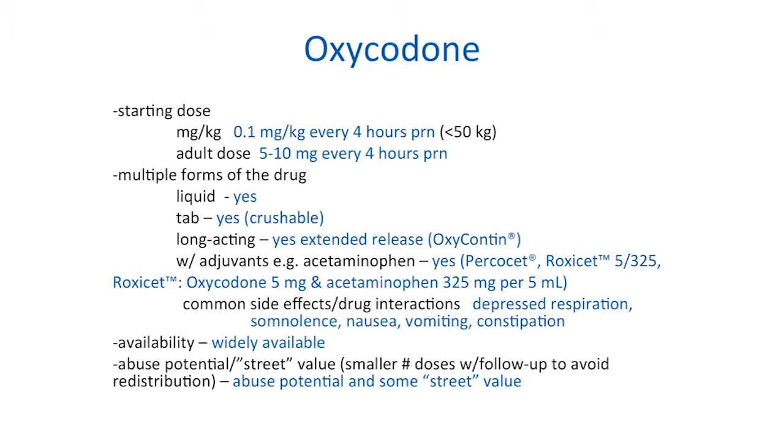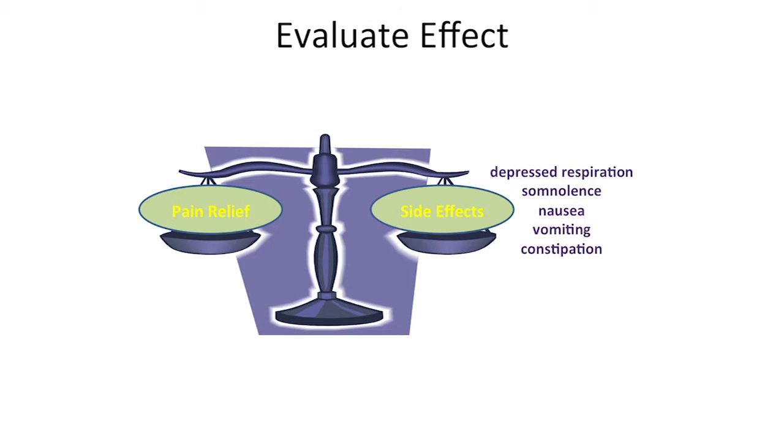Oxycodone is available with adjuvants such as acetaminophen in both tablet and liquid forms. The liquid form contains 5 milligrams of oxycodone and 325 milligrams of acetaminophen per 5 mLs. Common side effects include depressed respiration, somnolence, nausea, vomiting, and constipation. It's widely available, and there is significant abuse potential and street value, making diversion for non-medical use a significant possibility with the use of oxycodone. We must weigh the level of pain relief against the side effects. The side effects of the opioid medications in particular are depressed respiratory drive, somnolence, nausea, vomiting, and constipation.